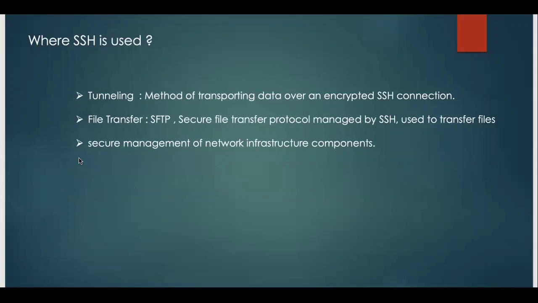Where is Secure Shell used? We know it can be used for connecting to a remote machine. It can be used for tunneling. Tunneling is basically a method of transporting data over an encrypted secure shell connection. It can be used for file transfer, for example, SFTP, secure file transfer, and it can be used for secure management of network infrastructure components.